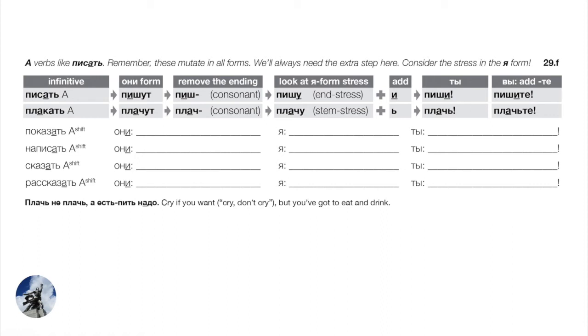Okay, so again, we have two possibilities here. We can be adding a stressed и or a soft sign. Okay, so показать, that gives покажут. We dropped the ут, we're left with the consonant. Okay, so what's the stress? Well, показать suggests покажу, which in turn suggests покажи, show me something, покажи.